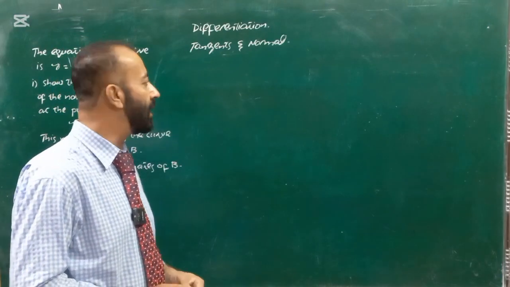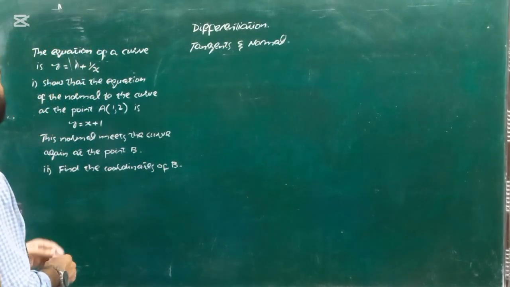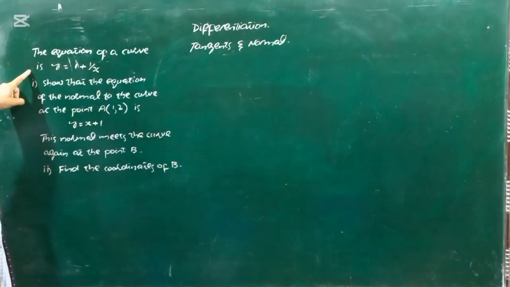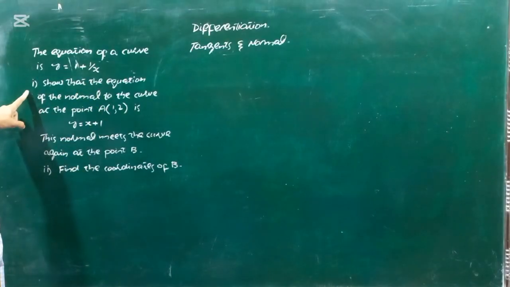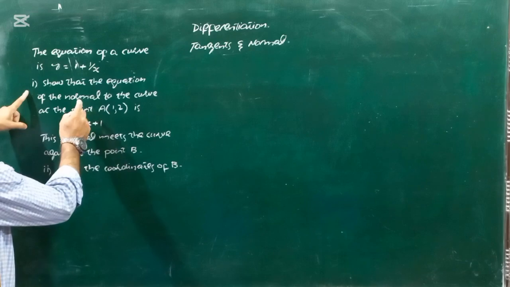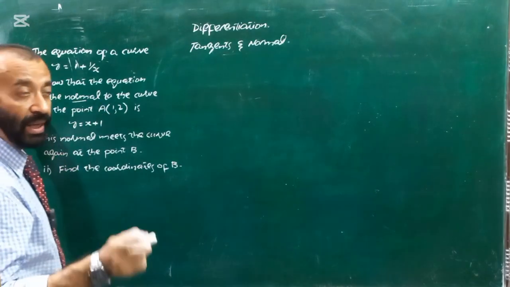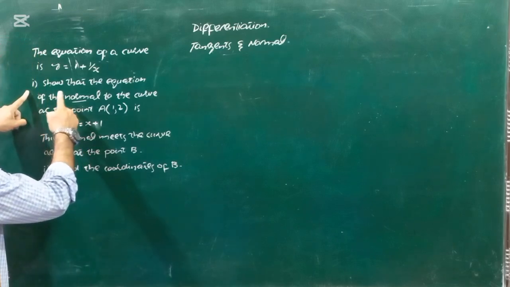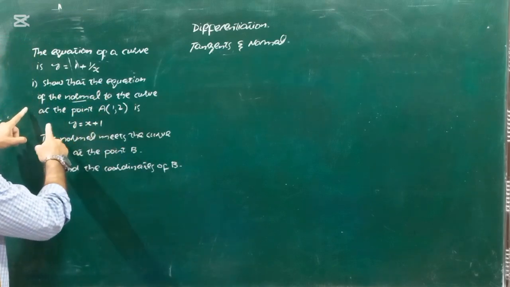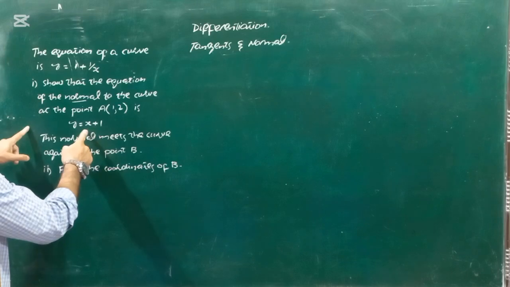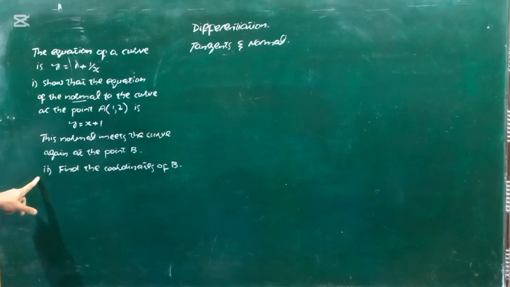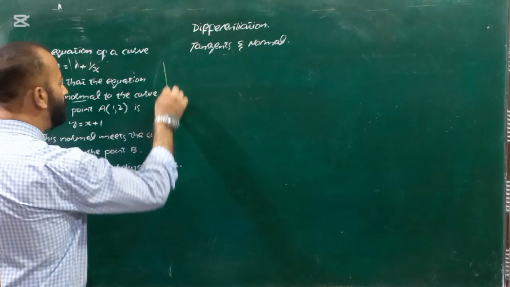Okay students, here is another question from this category. The statement is: the equation of the curve is y is equal to 1 plus 1 over x. First part is show that the equation of the normal to the curve. So concentrate on normal. There are actually two things, tangent and normal. In this part it is given that the equation of the normal to the curve at the point (1, 2) is this one, so we have to prove this. This normal meets the curve again at B. Second part is find the coordinates of B. So look now.